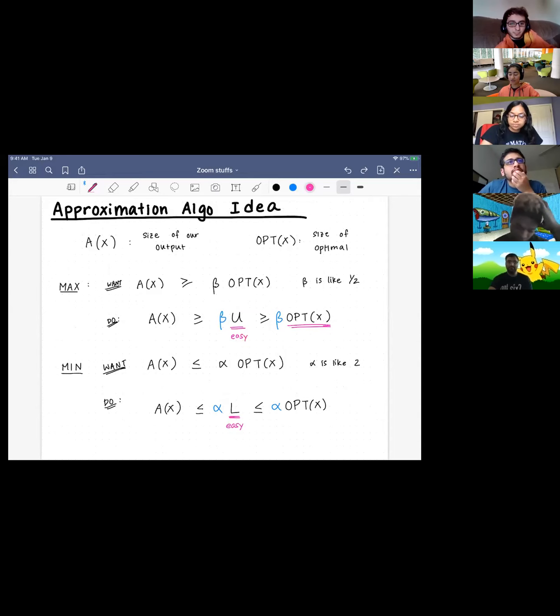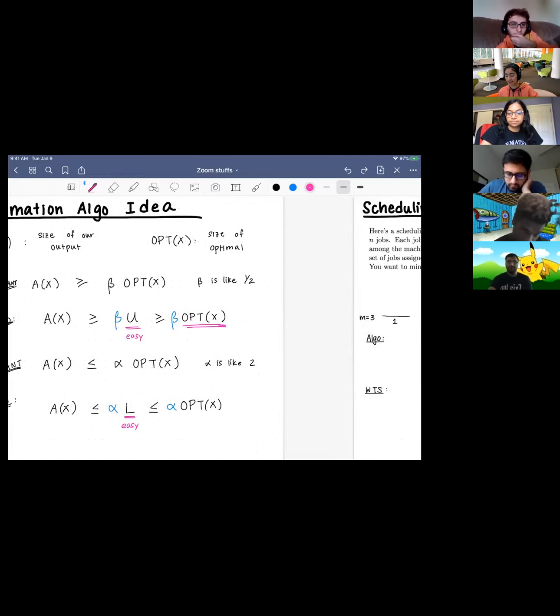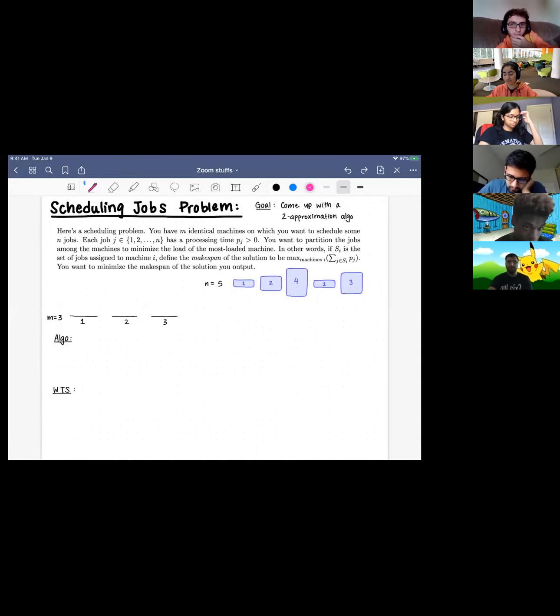Okay, so with that structure in mind, let's go to this scheduling jobs problem. Our goal is to come up with a 2-approximation algorithm for this problem. It's a scheduling problem. We have m identical machines. To visualize it, let's say m is equal to 3. These are my 3 machines down here.